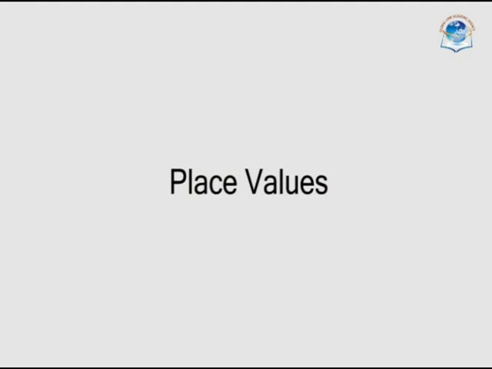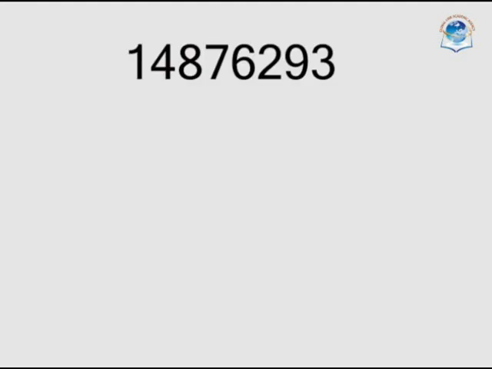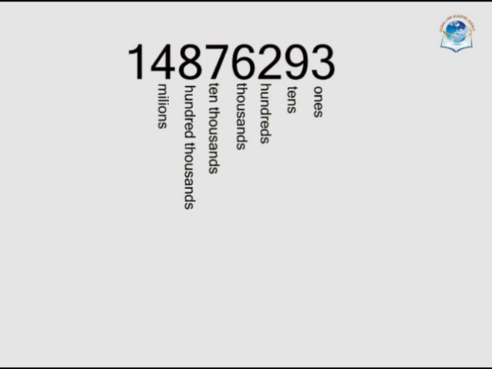Place value of digits. Now imagine the population of Kenya is 14,876,293 people. The position of a digit in a number is called its place value because it tells us the value of that digit. The digit to the farthest right has the least value, which is ones. The digit value increases as you move from right to left. So these are the place values of the digits.